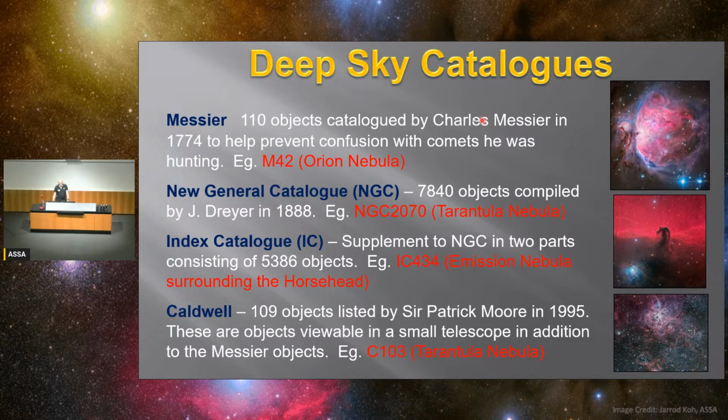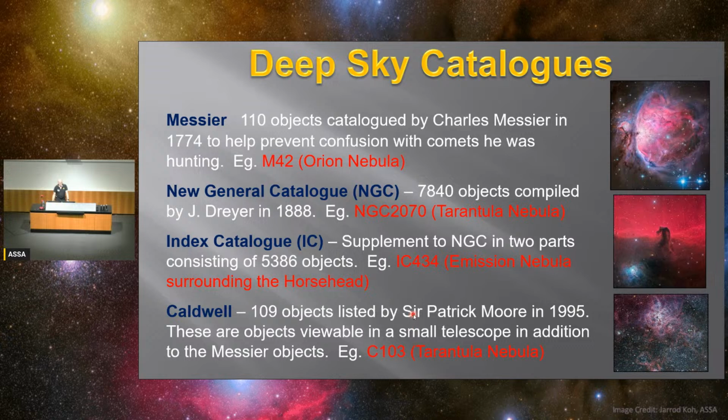Then we have the New General Catalogue, or NGC. This is 7,840 objects compiled by John Dreyer in 1888. For example, NGC 2070 is the Tarantula Nebula, down here. Then we have the Index Catalogue, or IC.